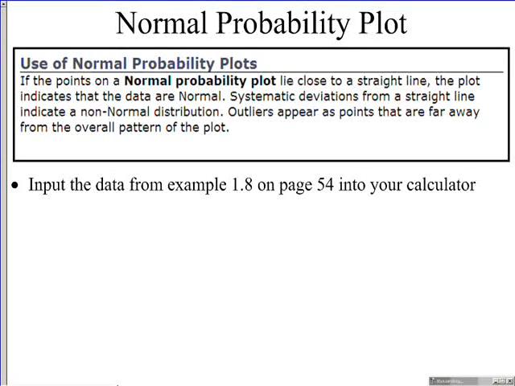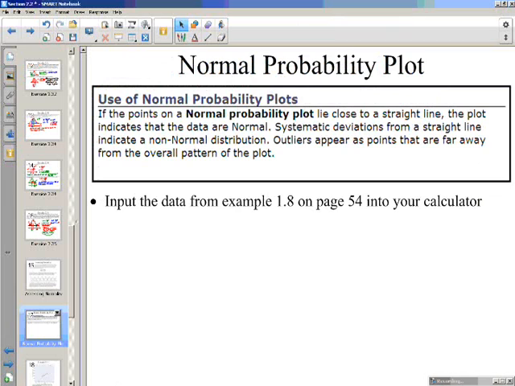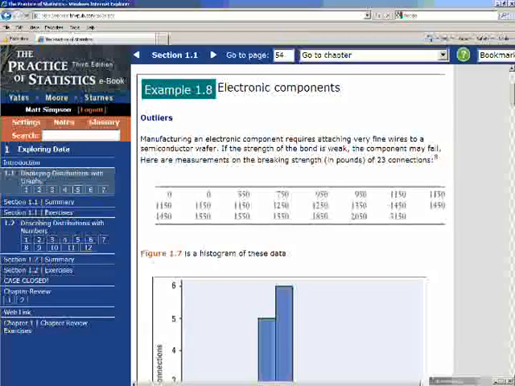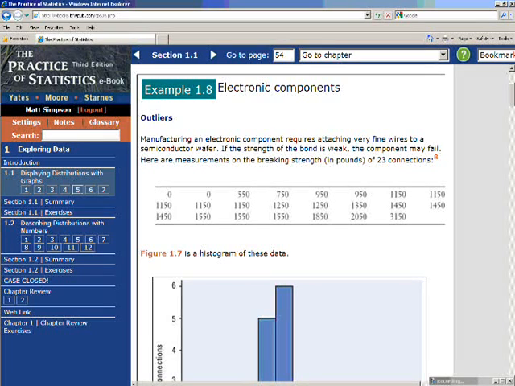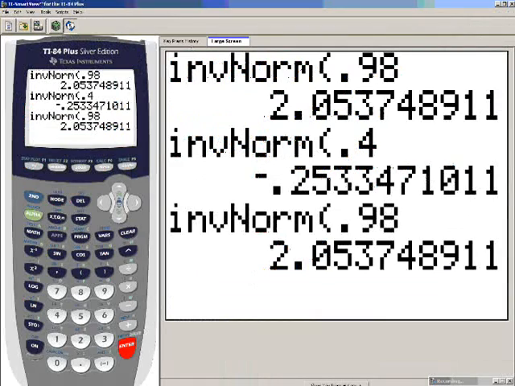So let's go to page 54 in your book, example 1.8, and let's enter those values into the calculator. Okay, so there's the table. Enter those 23 values into your calculator. Once you enter those 23 in, then we are going to go ahead and assess the normality of this distribution. I've already entered them in here.